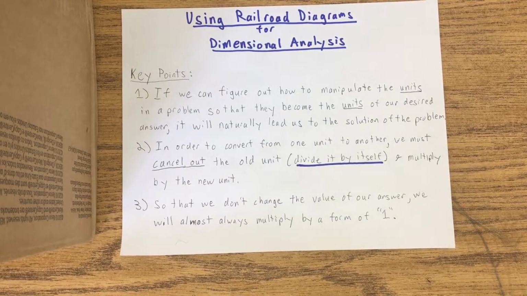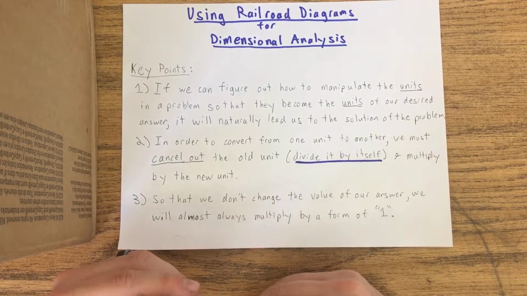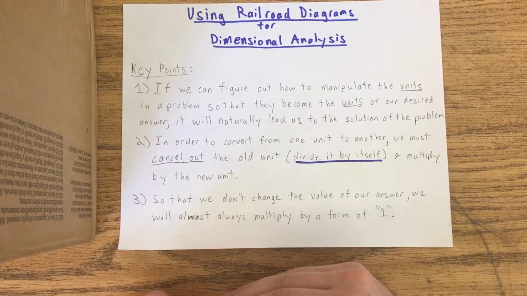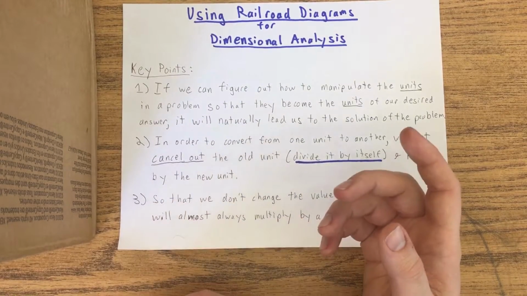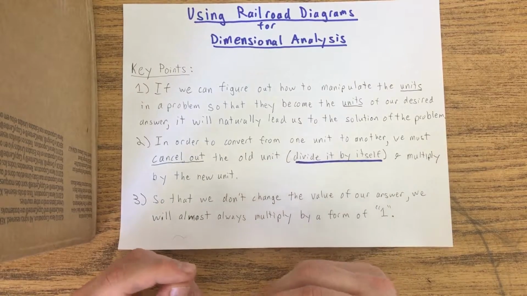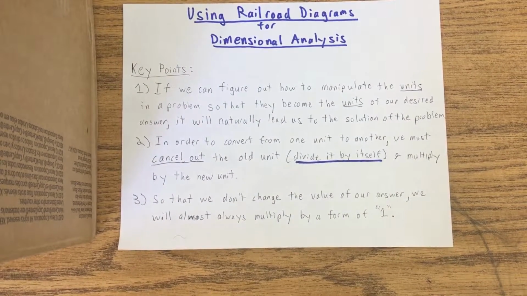So the process that we're going to do, in order to convert from one unit to another, we have to cancel out the old unit, meaning we have to divide it by itself in order to make it 1, and then multiply by the new unit in order to incorporate that new unit into our problem. And then, so that we don't change the value of our answer, whenever we convert from one unit to another, we're always going to be multiplying by some form of the number 1.